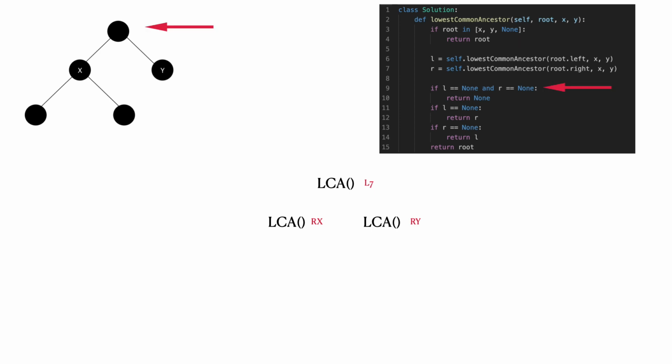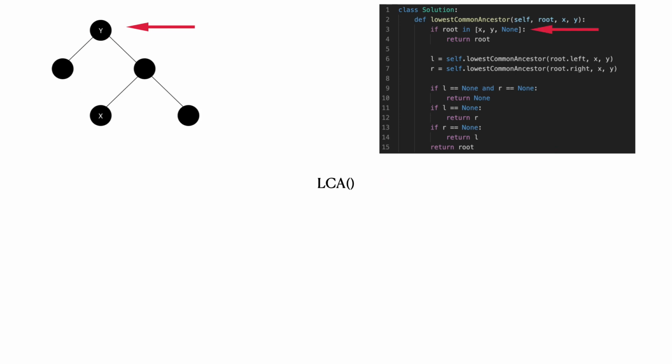Now let's handle the left and right node. Both are valid, let's skip this if statement. Left is valid, so skip it. Right is valid, so skip it. Finally, let's return the current node of this function.